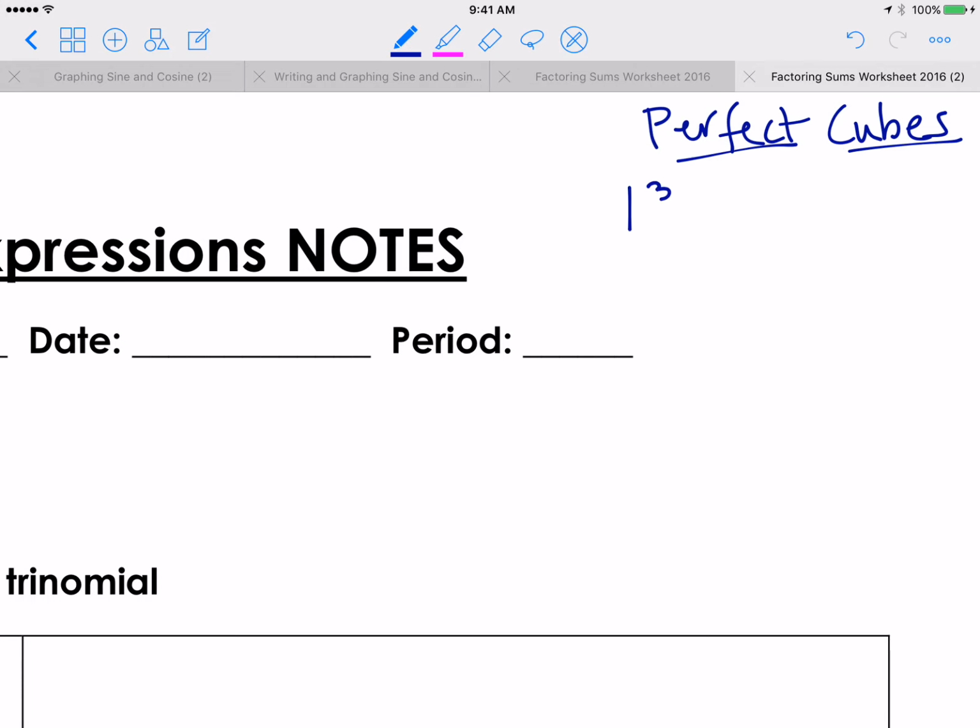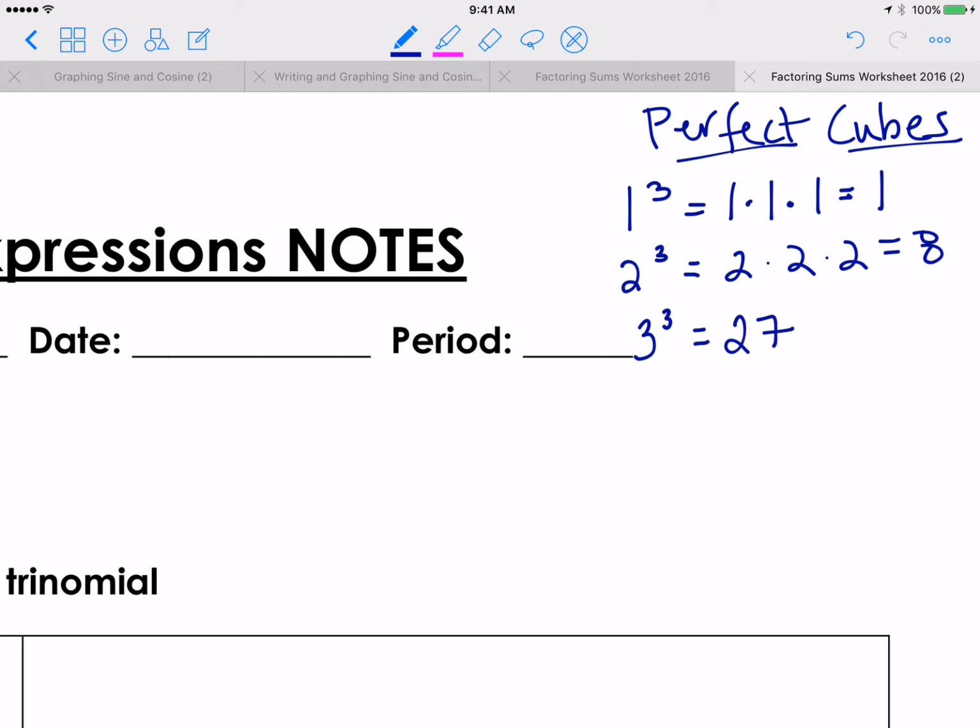If I say 1 to the third power, you would probably tell me it's 1 times 1 times 1, which is 1. Or what about 2 to the third? You would say 2 times 2 times 2, which is 8. Well, let's do 3 to the third. 3 times 3 is 9, times another 3 gives us 27. Let's do several more. 4 to the third would be 4 times 4 times 4, which gives us 64. Let's do 5 cubed.